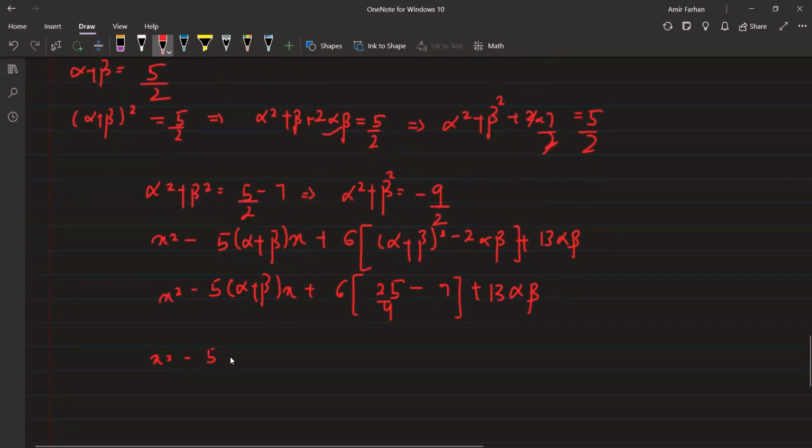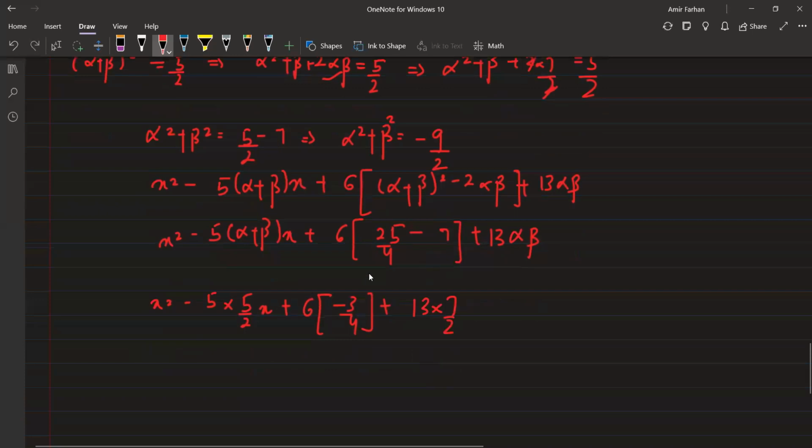X square minus 5 into alpha plus beta is what? 5/2, x, plus 6 into minus 3/4 will be here, plus 13 alpha beta, which is 13 into 7/2. If you solve this, you will get the same answer, dear. I forgot to cancel out the 2, that's why I was getting the wrong answer. I actually made a mistake. The method can be different, but the answer won't be different if you are doing the correct method.